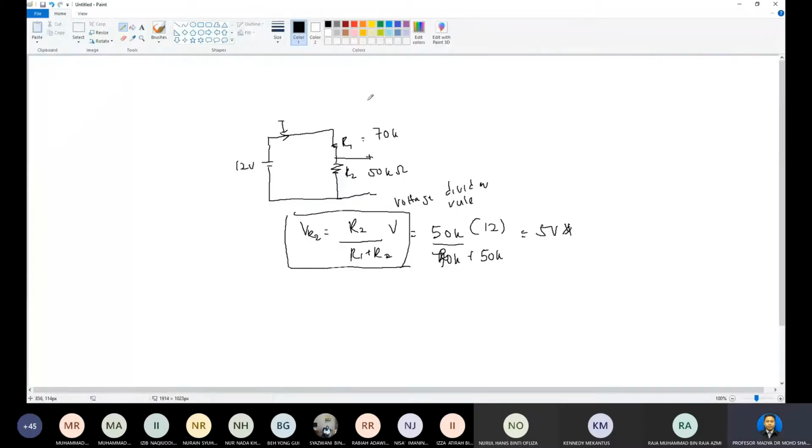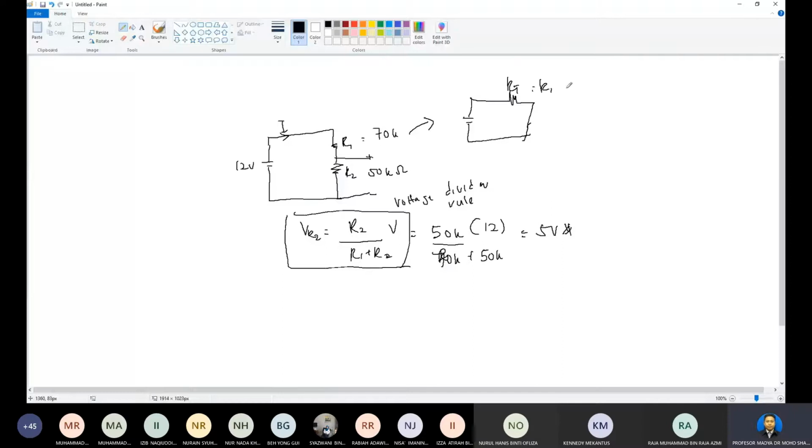Or you can use the straightforward way, or the step by step way. For example, as you know, this one we can convert like this. RT equals R1 plus R2. So to calculate the current here.